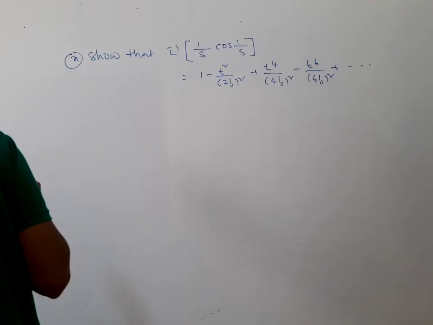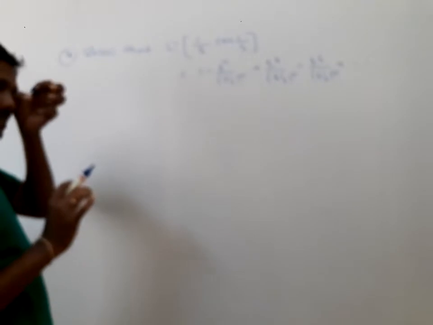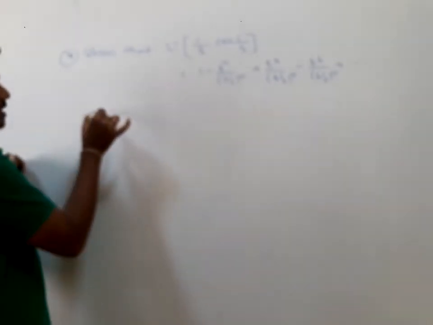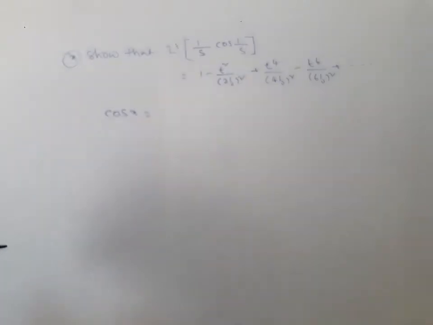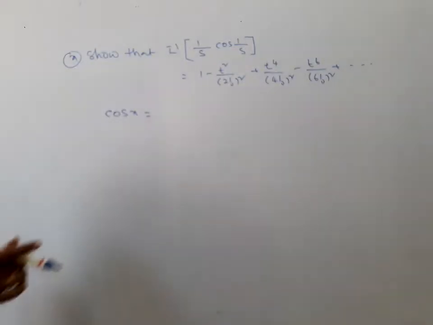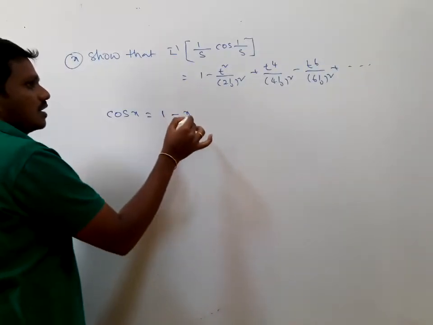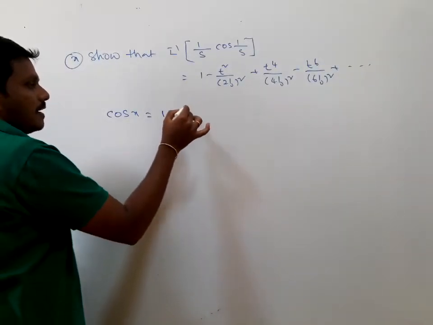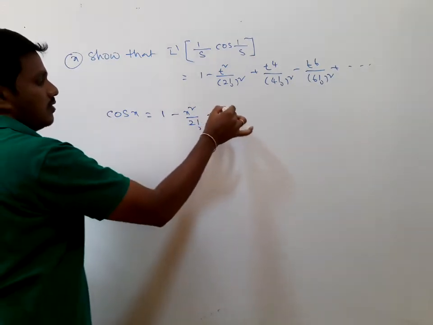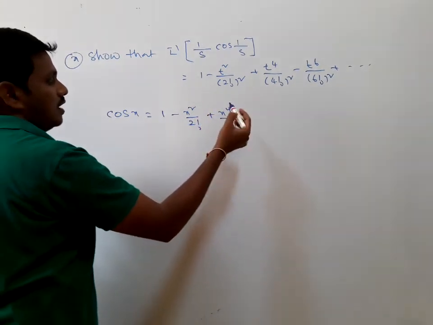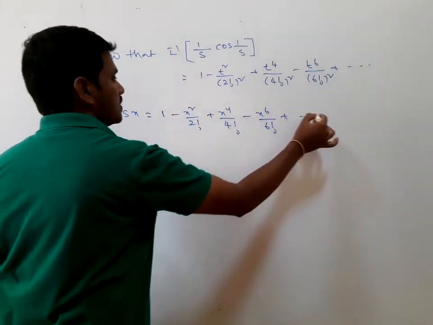Right, here it is. First I am writing the cos x expansion. You know the Maclaurin series expansion of cos x: cos x is equal to 1 minus x square by 2 factorial plus x to the power of 4 divided by 4 factorial minus x to the power of 6 divided by 6 factorial plus so on.